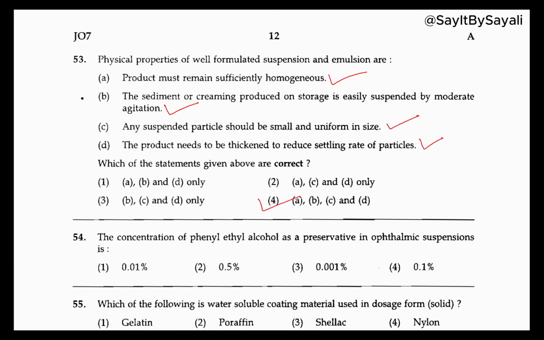Now, question number 54. The concentration of phenyl ethyl alcohol as a preservative in ophthalmic suspension is 1. 0.01%, 2. 0.5%, 3. 0.001%, and 4. 0.1%. And the correct answer is 2, 0.5%. It is a typical concentration of phenyl ethyl alcohol used as a preservative in ophthalmic suspension.